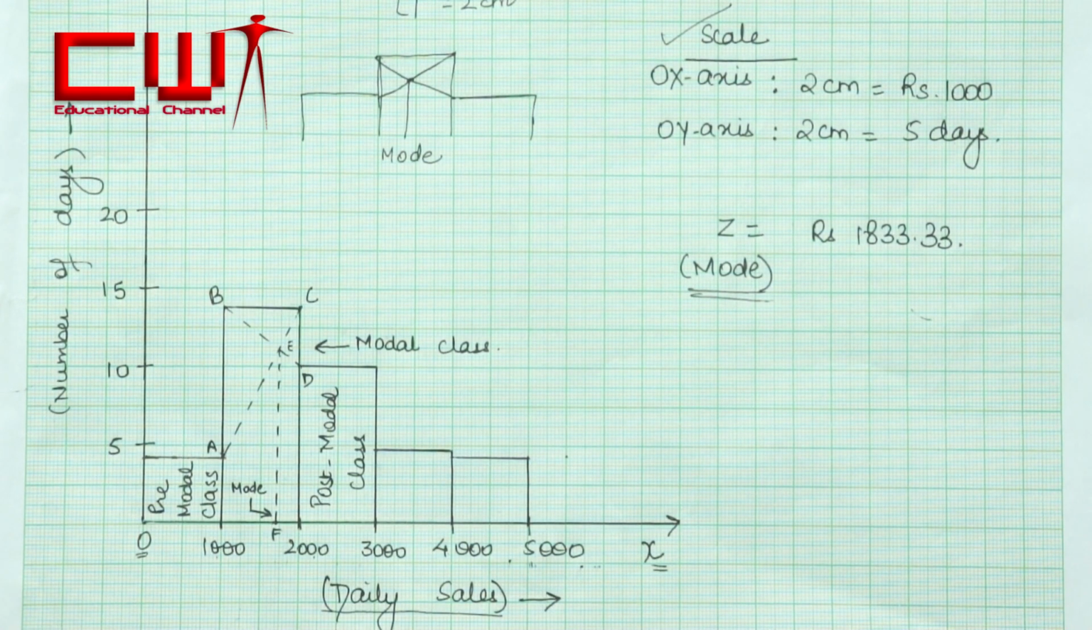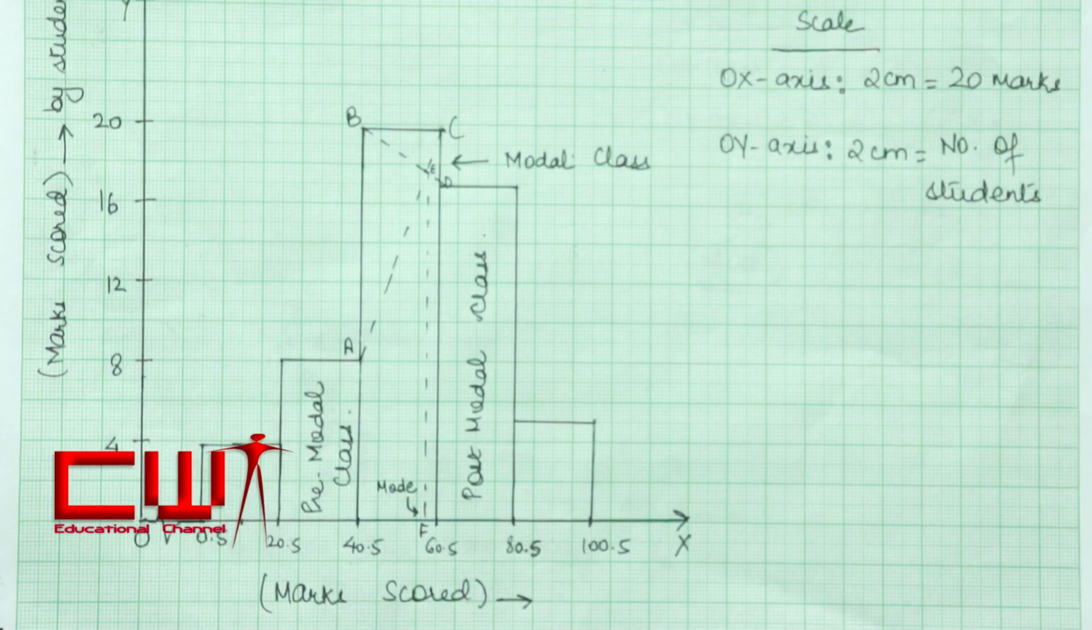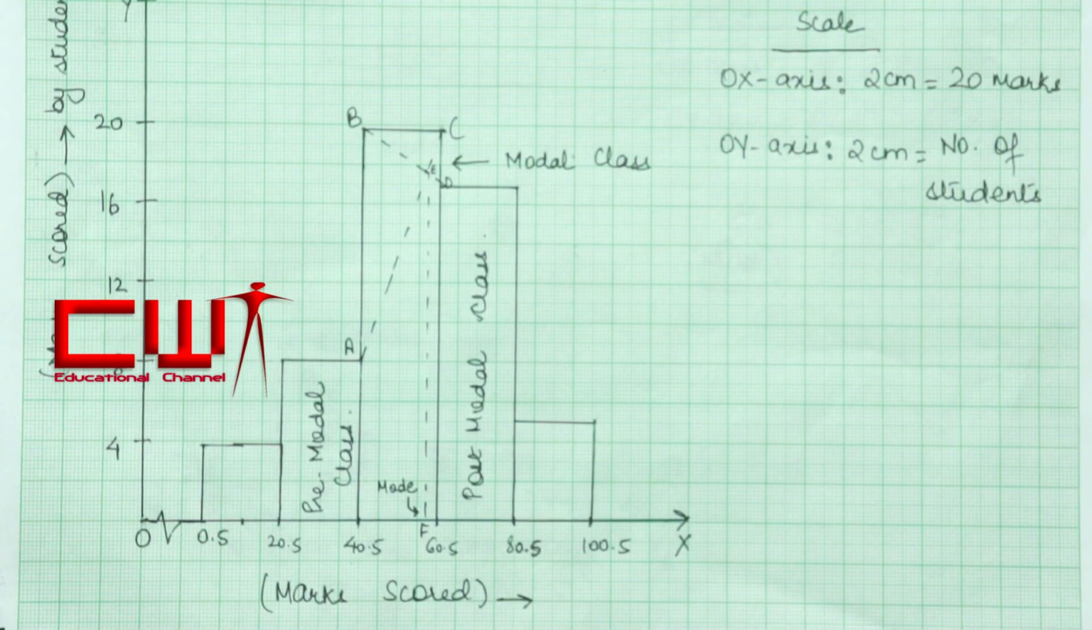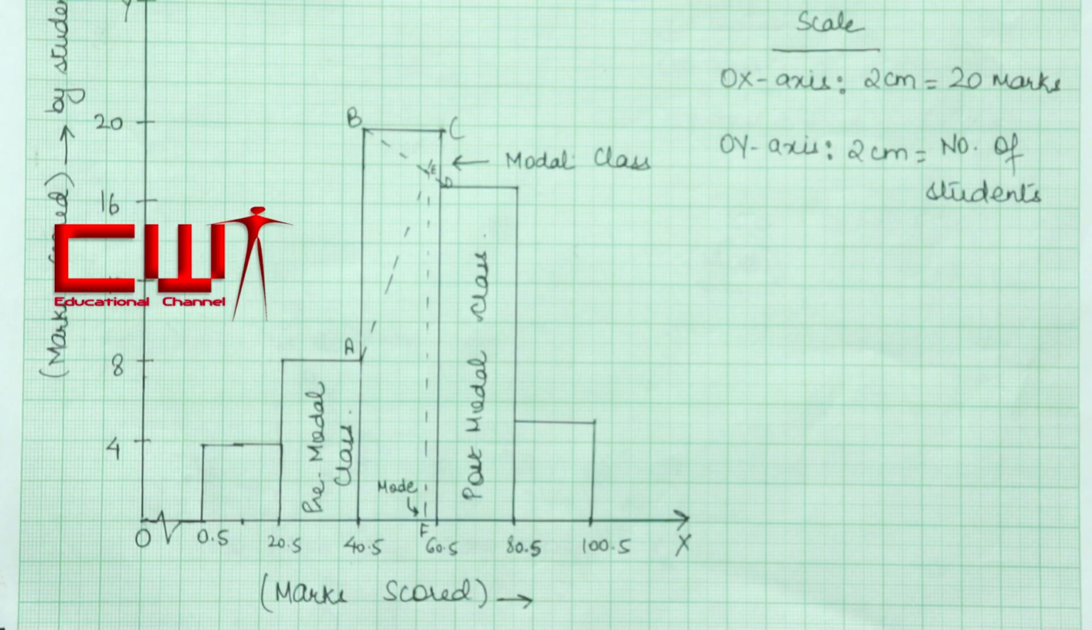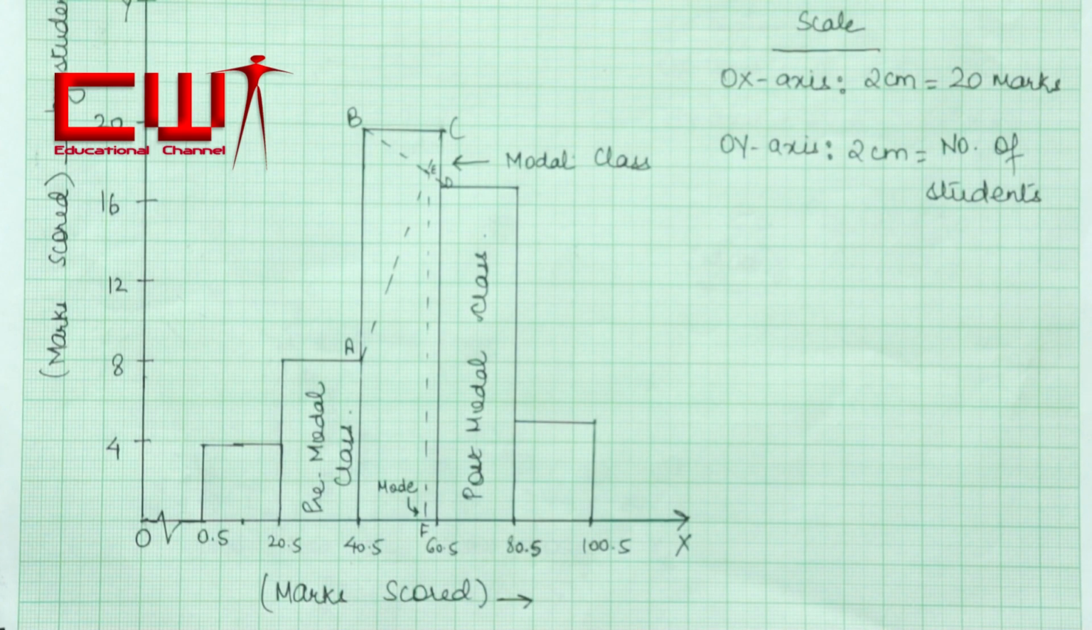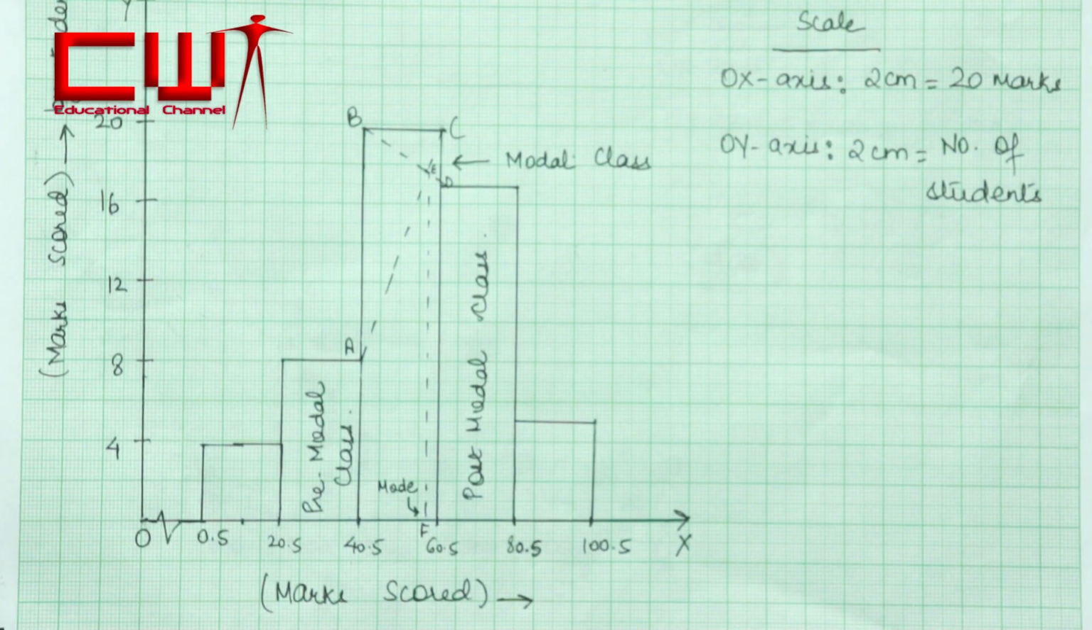We'll switch on to the next question. All the questions are similar. We'll do one more question from this exercise. The third question is marks scored: 1 to 20, 21 to 40, 41 to 60, 61 to 80, 81 to 100. Right? So marks scored is given to you on the OX axis, and the number of students is given on the OY axis. Right?